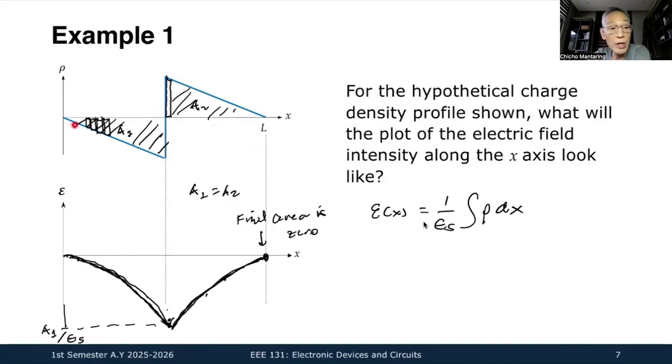So again, if I know the charge density profile, I should be able to visualize what the electric field intensity will look like. In this particular case, this is what your electric field intensity will look like.